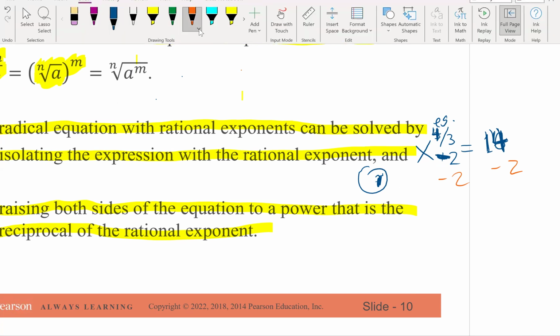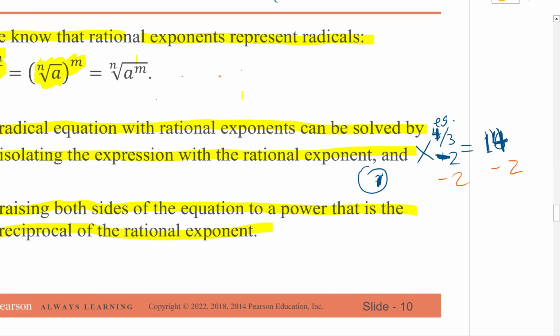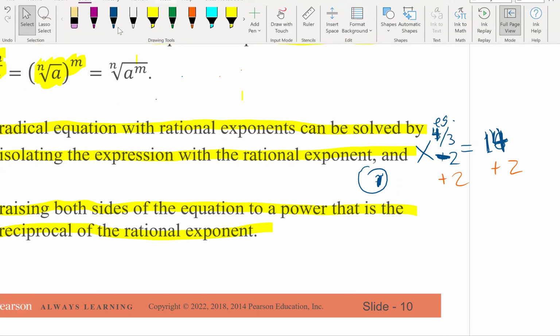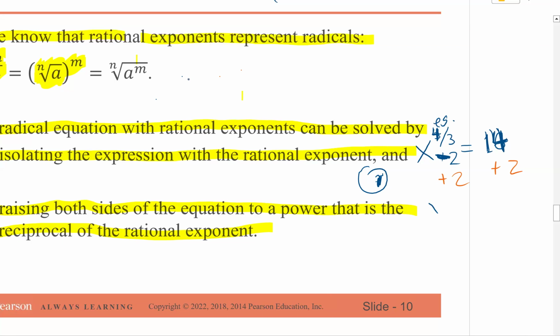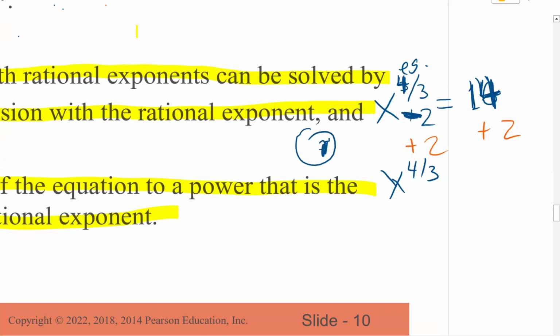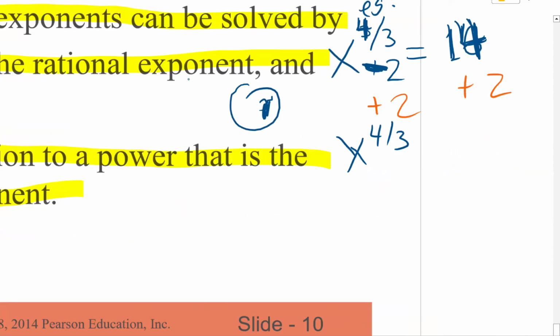And the only way that would change how we solve it is instead of subtracting 2, I want to do the opposite and add it. There we go. Otherwise, this problem wouldn't have looked very nice. I've kind of done the first step. I've isolated the thing that's being raised to the fractional power or the rational power, as they say. And now on the right side, 14 and 2 makes 16.